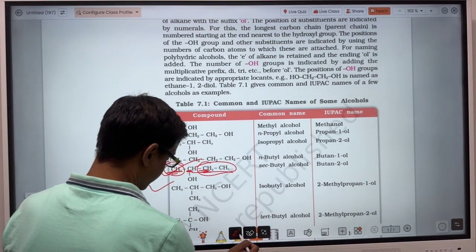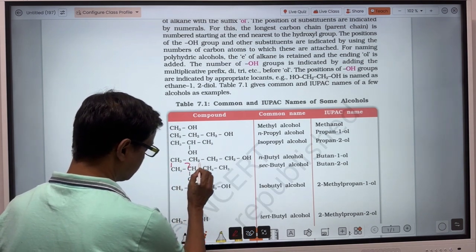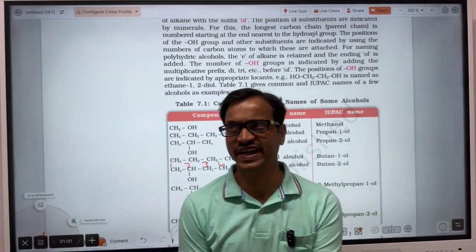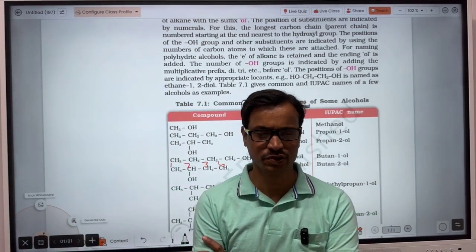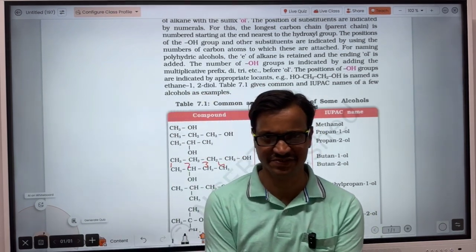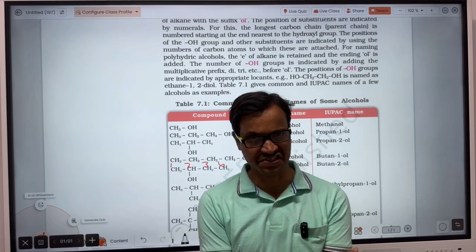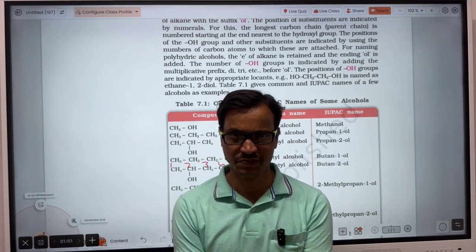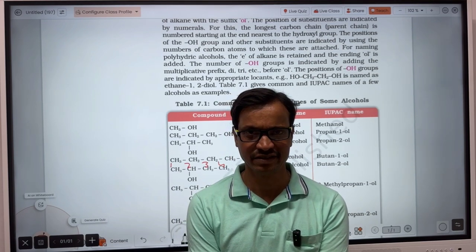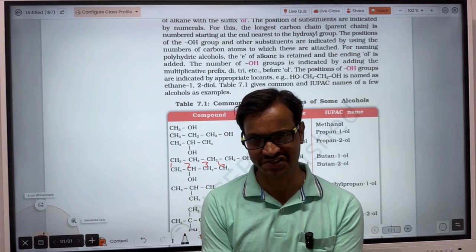And why butane 2-ol? Because in this case, the OH is bonded to the second carbon. 1, 2, 3, 4. You have to do numbering in such a way that the functional group acquires the lowest position, as you have already seen in previous cases. In the same way, during the nomenclature of alcohol, you have to number so that the carbon containing the functional group acquires the lowest position.